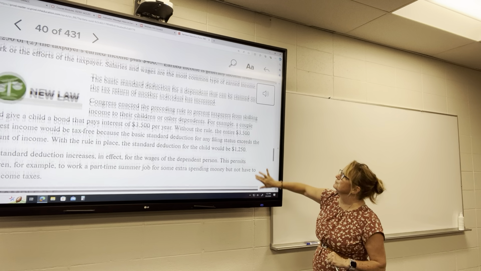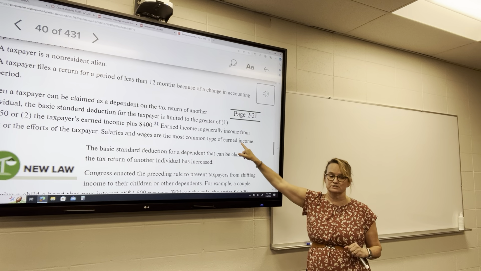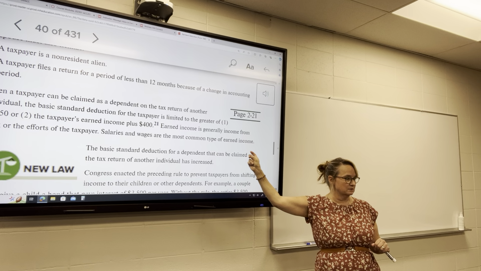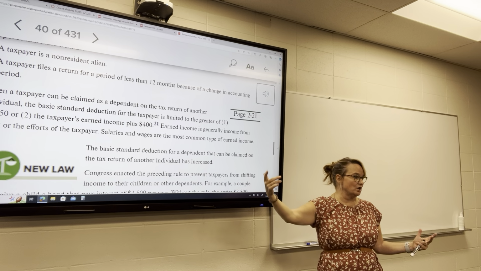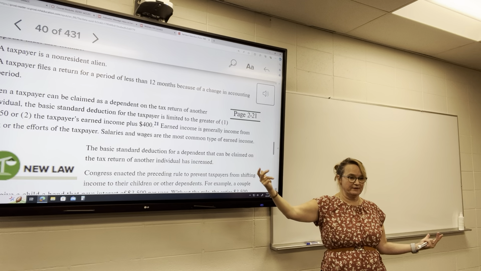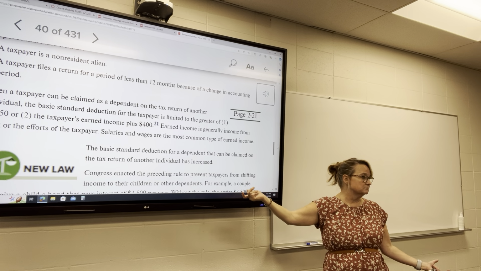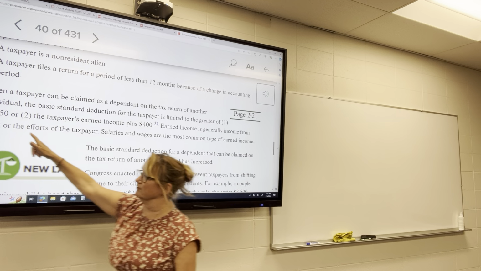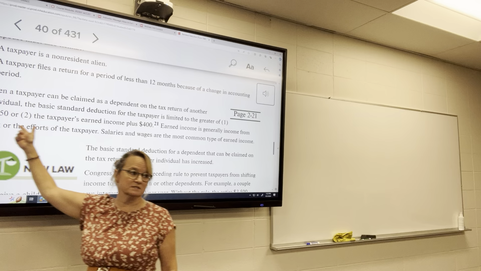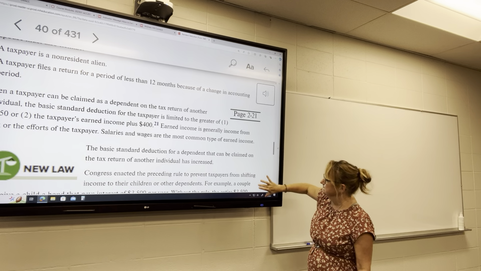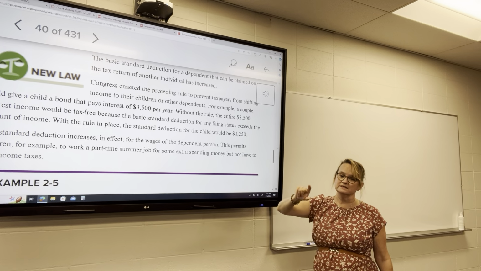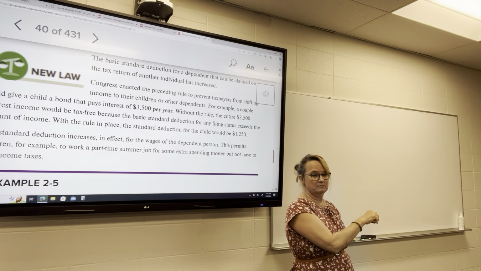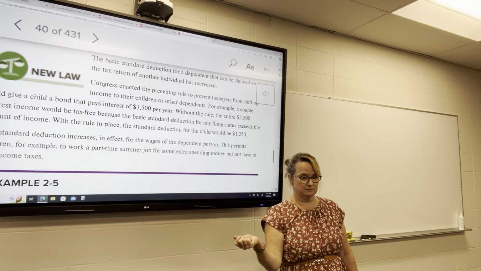So that's what they're talking about here, making sure that it's only earned income: the amount of earned income plus $400. If it's unearned income, let's say that child made $12,000 in interest income, but it wasn't earned income, now the standard deduction for that child is $1,250 because none of it was earned income. So it prevents parents from shifting investments to their kid's name in order to avoid the tax on those investments, right?